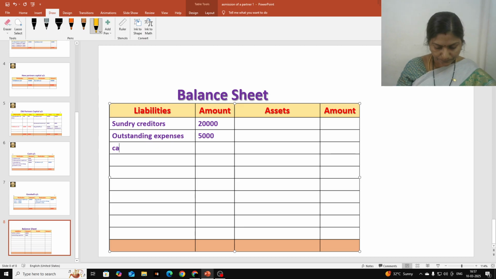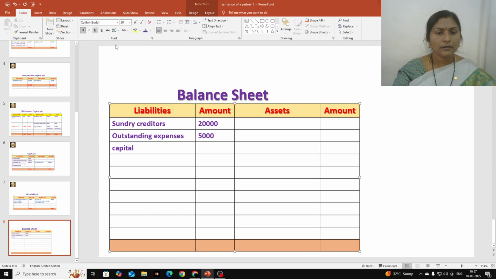So let me write capitals. How many partners' capitals are there? 3 persons. First person name is Amar. Amar capital, just now we took from the old partners capital account, 63,600. Next person is Akbar. Akbar capital also we have to take from the old partners capital account. Just now I have shown, 47,700. And last person is Anthony. How much capital is he bringing? 35,000. We prepared his capital account, so that is 35,000. So we recorded all these three.